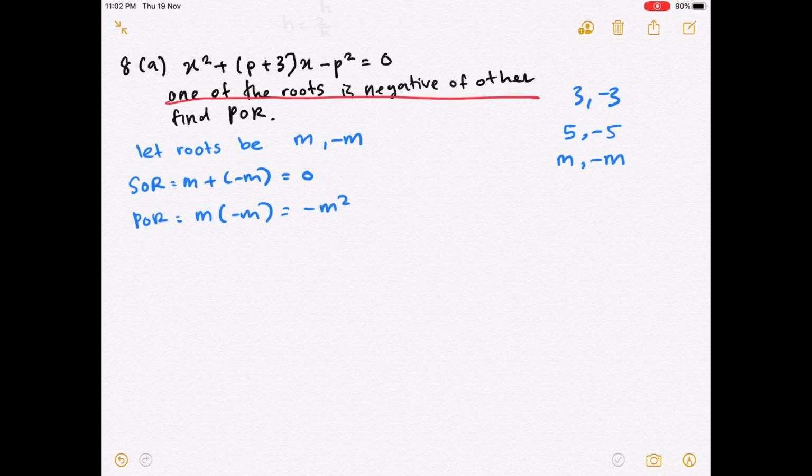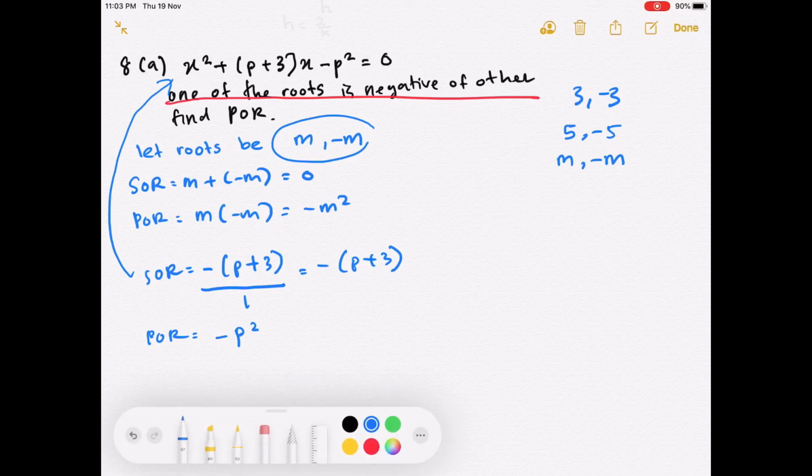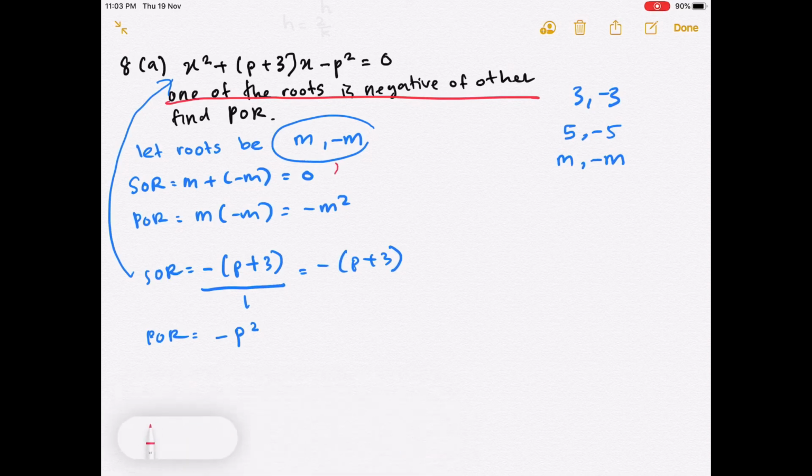Okay. Ni sum and POR from the roots. Okay, so sekarang ni kita buat sum and POR from the equation. So your sum from the equation is negative b. Don't forget your bracket over a. So become negative P plus 3 lah. Okay, your POR is negative P squared over 1 is just negative P squared. Okay, then we compare POR dengan POR and sum dengan sum. So your sum here is 0. So your sum here is negative P plus 3.